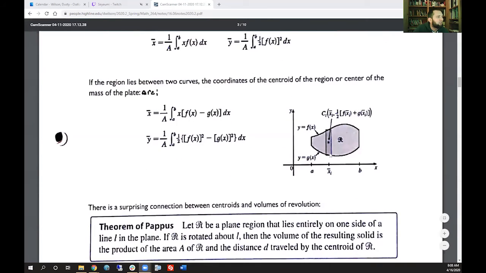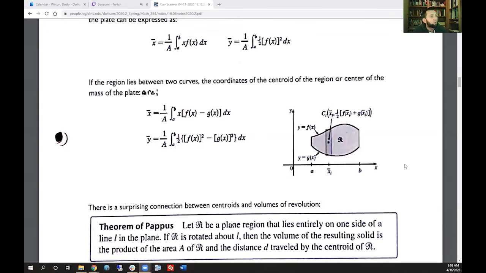If the region lies between two curves, the coordinates of the centroid of the region, or the center of mass of the plate, are as follows. Notice it's basically the same formula. X bar is equal to 1 over A times the integral. Y bar is equal to 1 over A times the integral of 1/2, and you have this difference of squares.